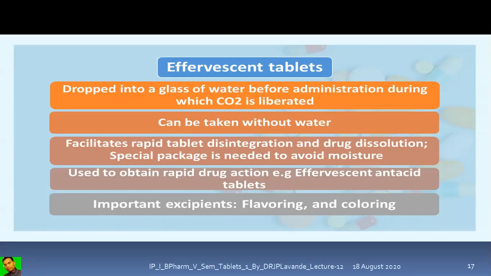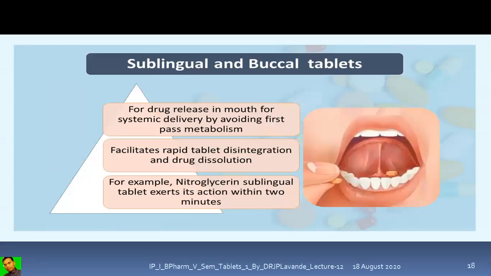The important excipients it requires are the flavoring agent and the coloring agent, because we are adding it into water, and this water has to be taken. So it will require an agreeable coloring and flavoring agent, so that it will improve its elegance and appearance, as well as make the taste agreeable.